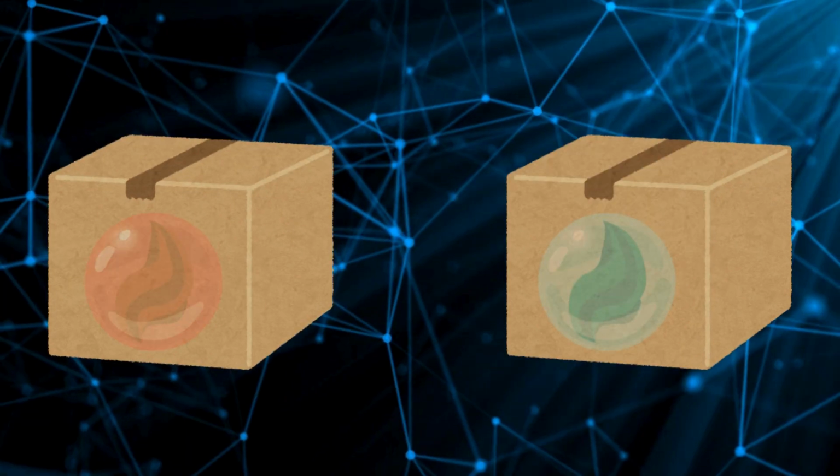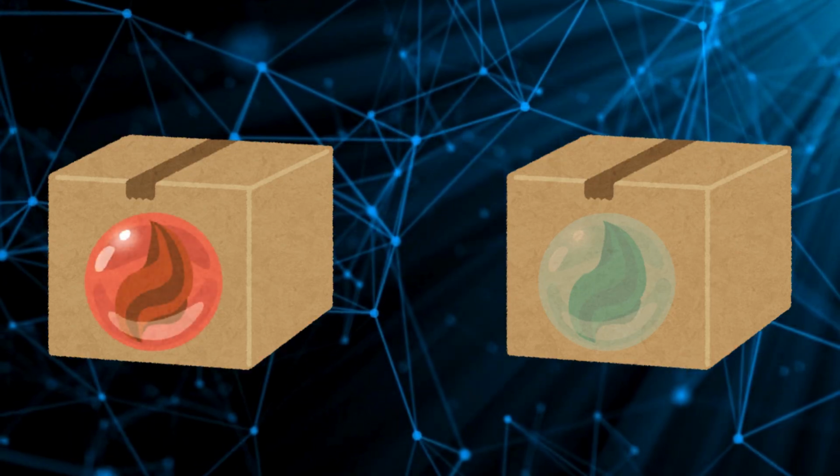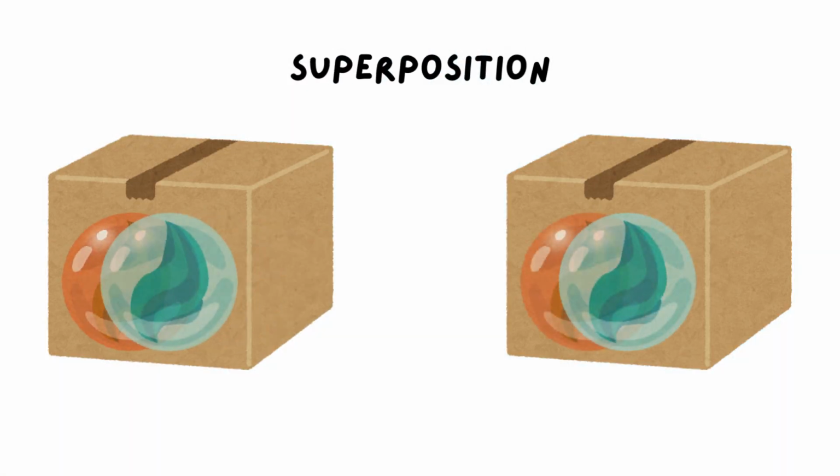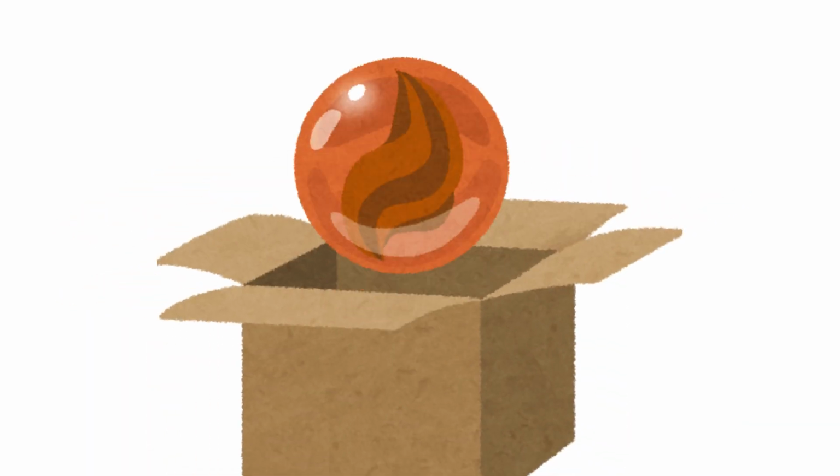But in the quantum world, before you look, the marble isn't red or blue. Rather, it's in a superposition, meaning it's both red and blue at the same time. Only after opening the box, the marble is set to a color.